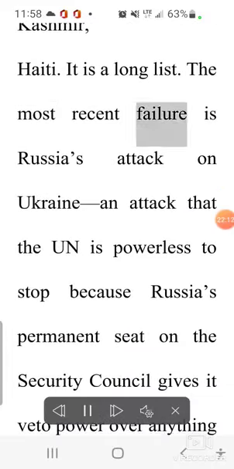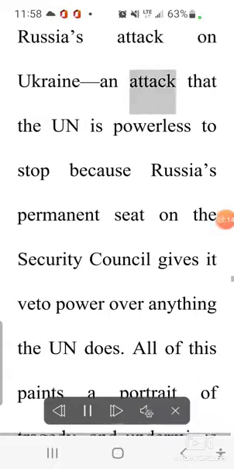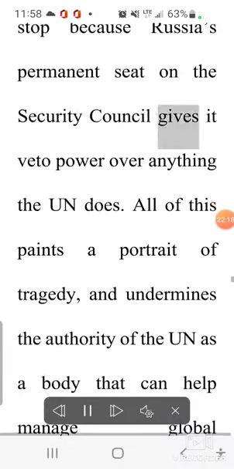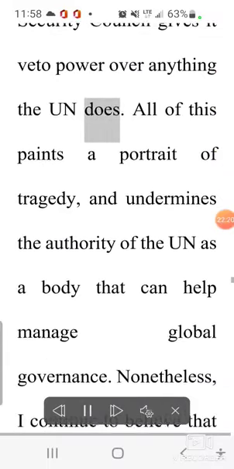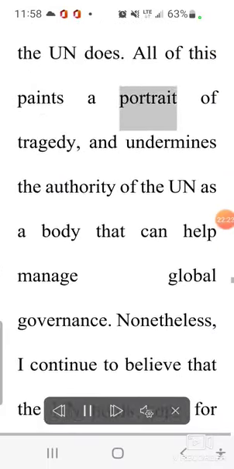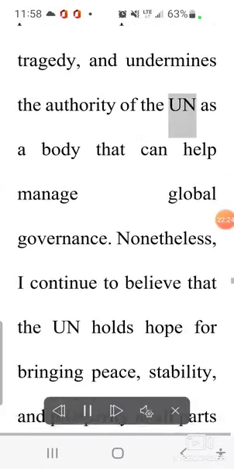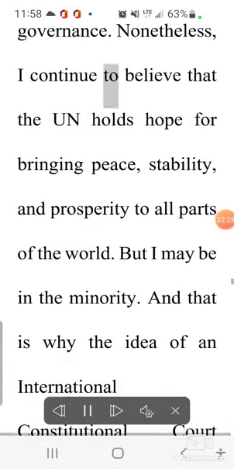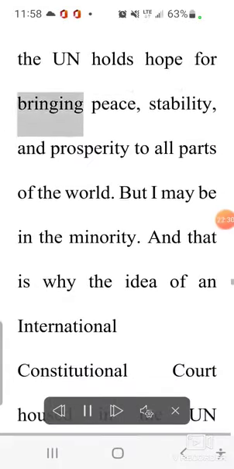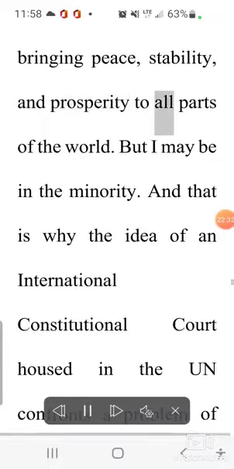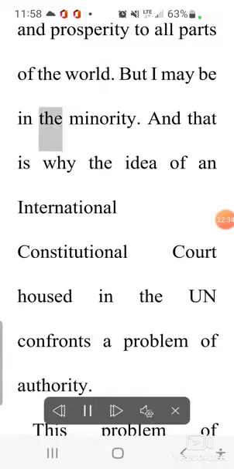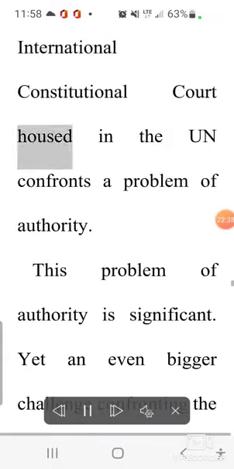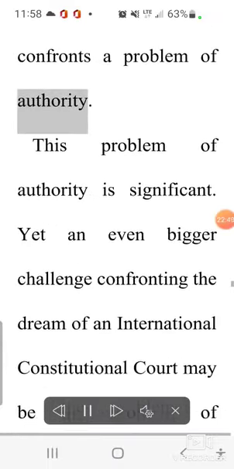The most recent failure is Russia's attack on Ukraine, an attack that the UN is powerless to stop because Russia's permanent seat on the Security Council gives it veto power over anything the UN does. All of this paints a portrait of tragedy, and undermines the authority of the UN as a body that can help manage global governance. Nonetheless, I continue to believe that the UN holds hope for bringing peace, stability, and prosperity to all parts of the world. But I may be in the minority. And that is why the idea of an international constitutional court housed in the UN confronts a problem of authority.